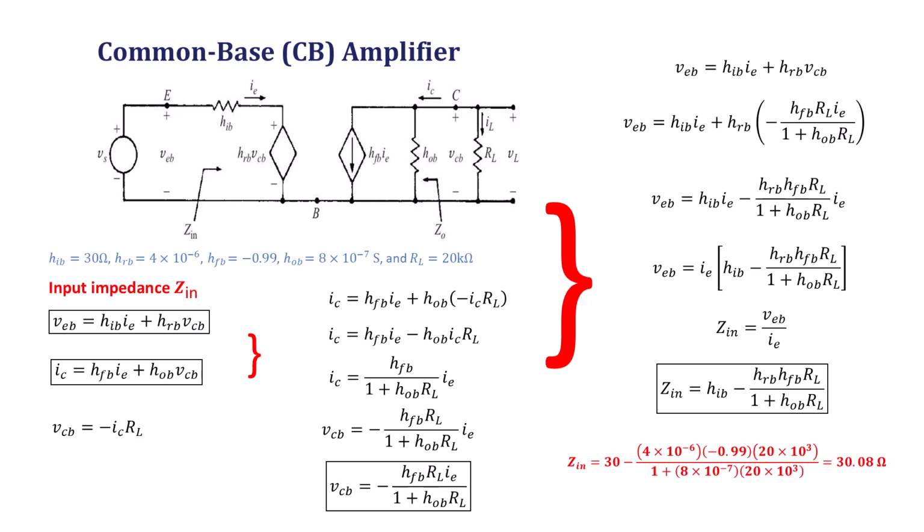Now let's determine the input impedance Z in. We start once more from VEB equals HIBIE plus HRBVCB. We already derived that VCB equals negative HFBRL over 1 plus HOBRL times IE. Substituting that in, VEB equals HIBIE plus HRB times negative HFBRLIE over 1 plus HOBRL. Simplifying, VEB equals HIBIE minus HRBHFBRL over 1 plus HOBRL.